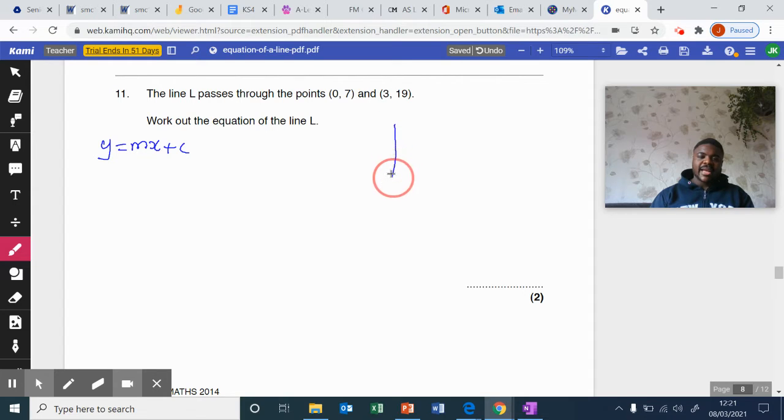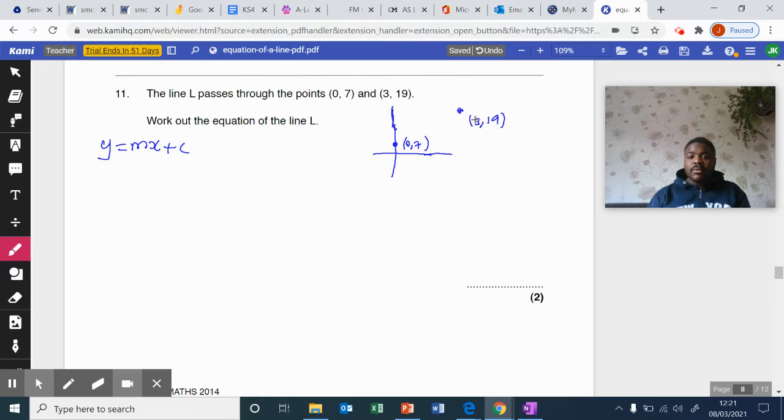So if I had to, I'd put just a little sketch, just a rough sketch, showing that that is 0, 7, and then 3, 19, well, it's a little bit more to the right and it's a little bit more upwards. Nothing exact, just something rough.